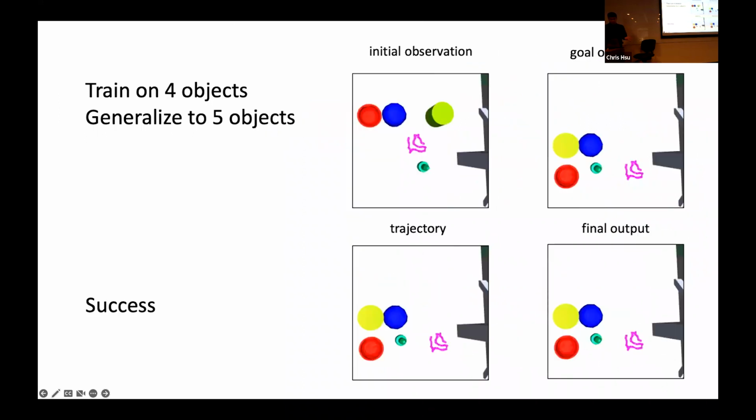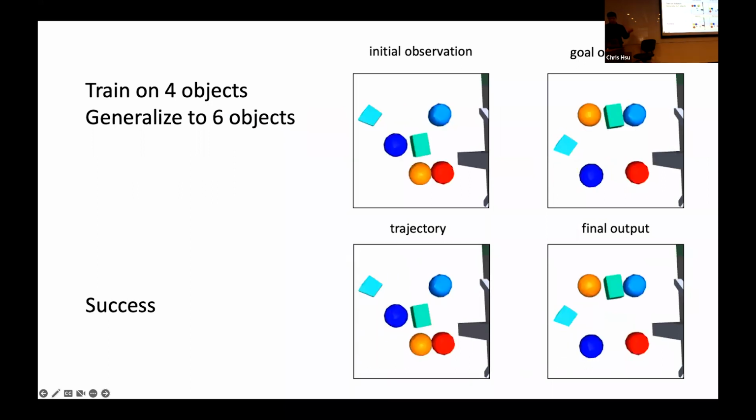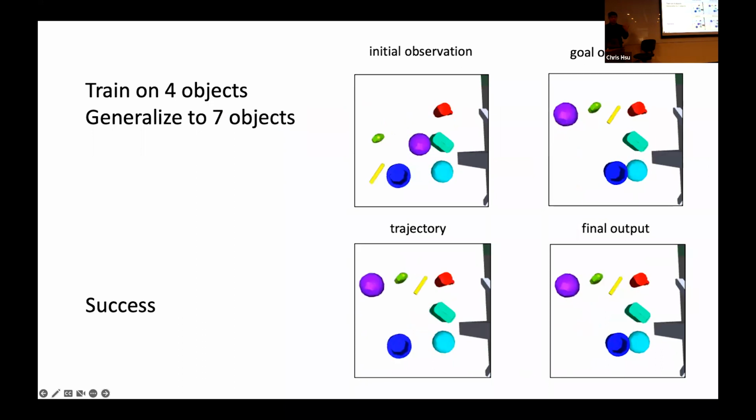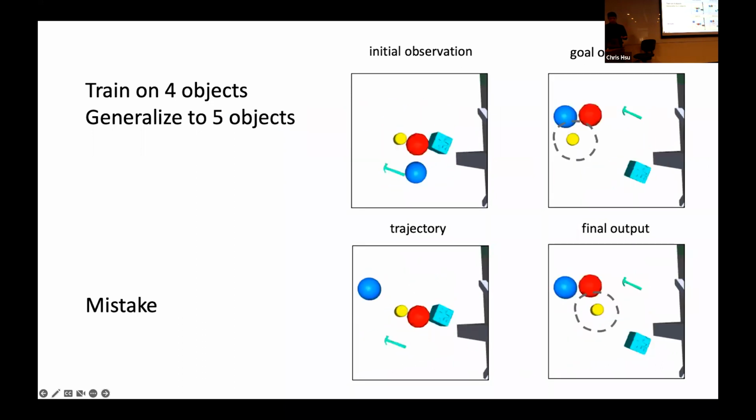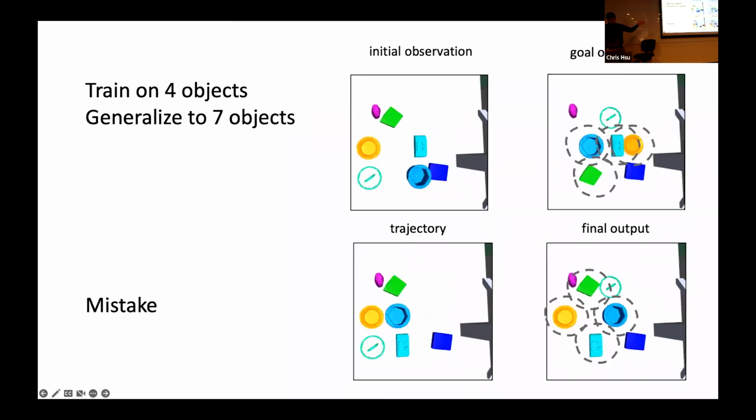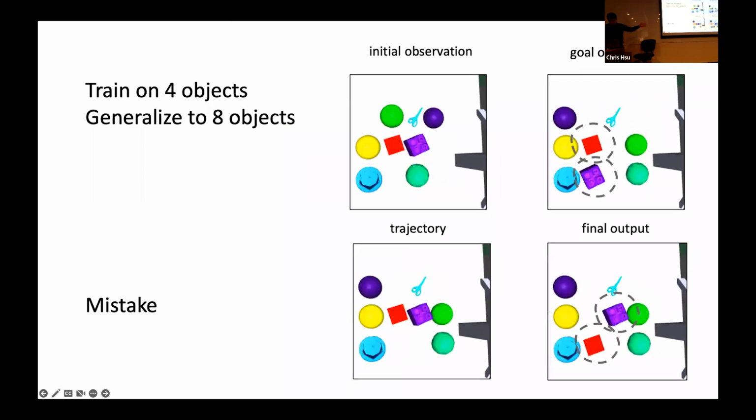And because the state transformations are agnostic to the entity type and the context, we can train on only 4 objects and generalize to 5 objects, 6 objects, 7 objects, and 8 objects. But it also makes mistakes. So here are some mistakes. It fails to move the yellow ball here, fails to move the green hammer. Here it makes multiple mistakes. And here it swapped the position between the red and purple cubes.